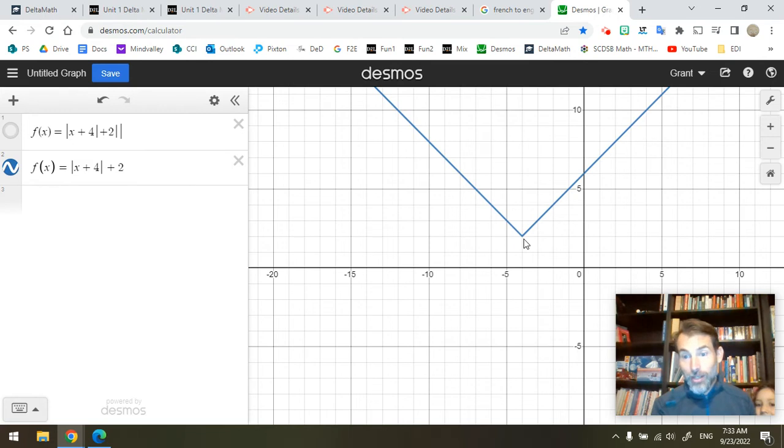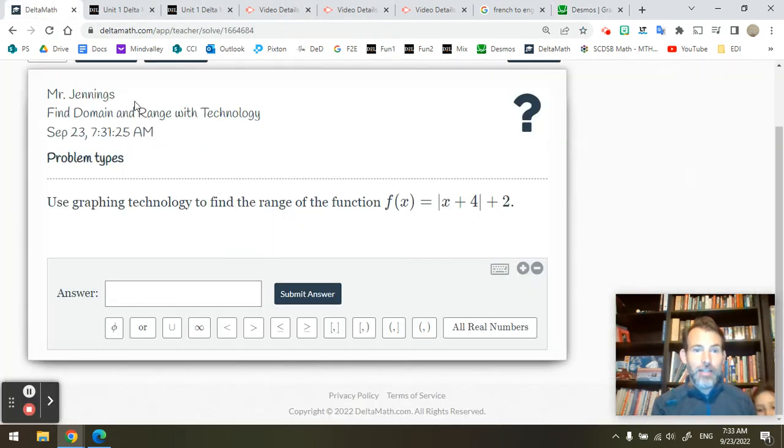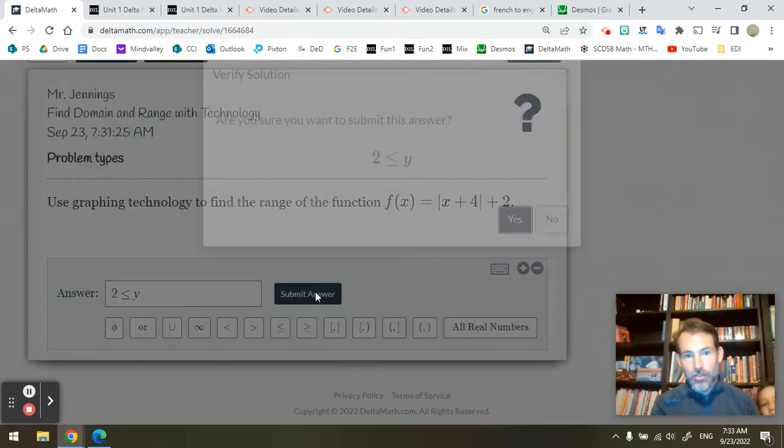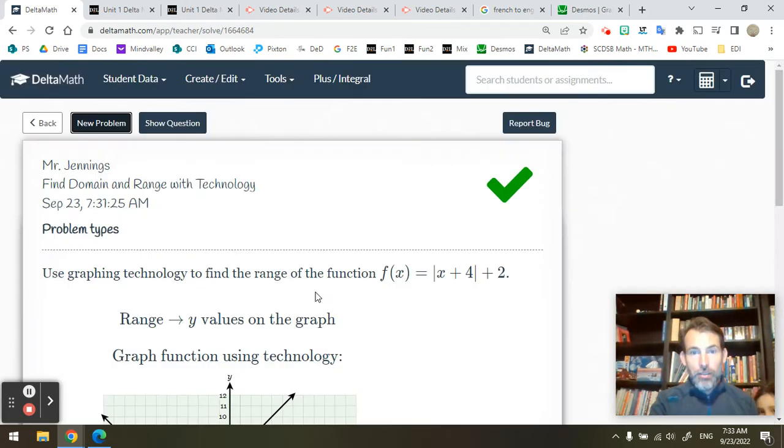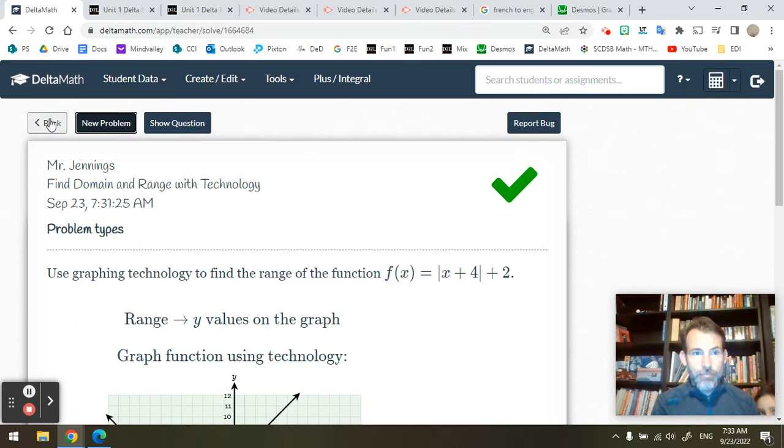So we can see that y can be as little as 2, but it's always bigger than 2. See there, 2 is included. So let's go ahead and tell it that y is greater than or equal to 2. I think I would prefer it if I said 2 is less than or equal to y, because I like listing them from smallest to largest. Hooray! That's how you do these.